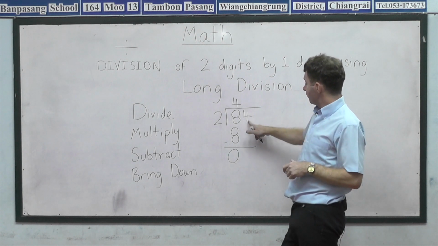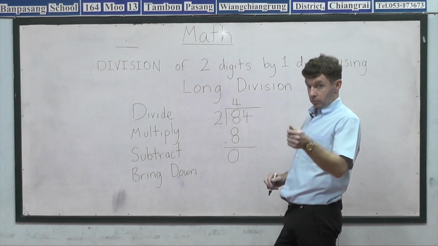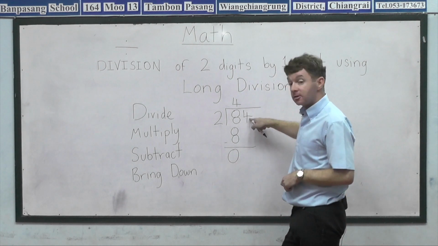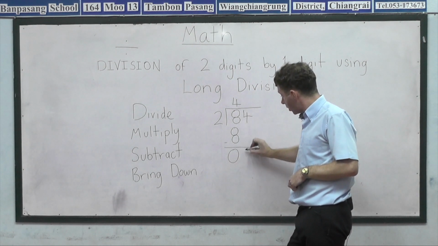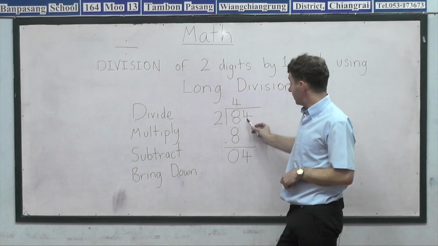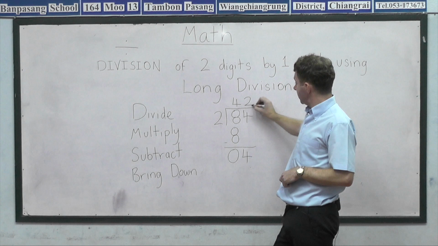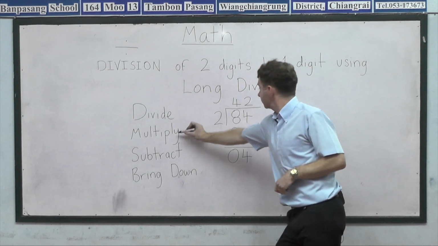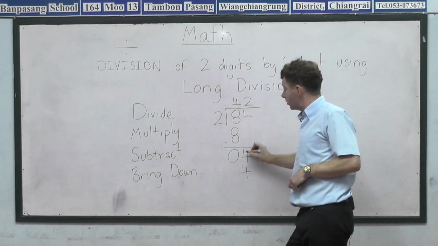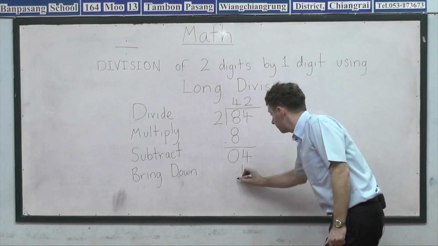So next, 4 divided by 2 equals 2. Okay, but what we need to do first, we need to bring down. So we take the 4 and we bring it all the way down to here. And then we repeat the sequence. So we have 4 divided by 2 equals 2. Okay? 2 multiplied by 2 equals 4. 4 subtracted by 4 equals 0.